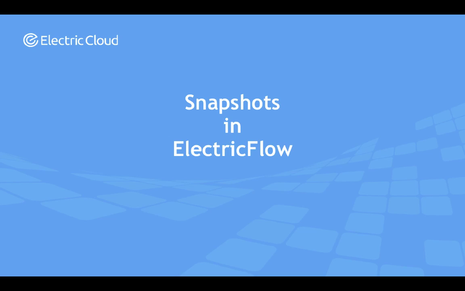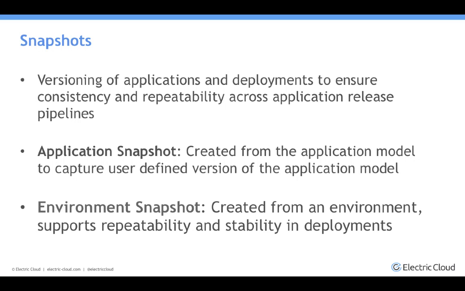Version your application model for repeatable and consistent deployments across your pipeline with snapshots in Electric Flow. Snapshots capture versions of applications and deployments to ensure consistent and repeatable deployments across your pipeline. There are two types of snapshots that you can define for an application.